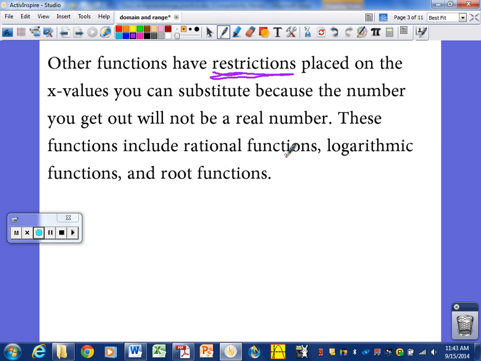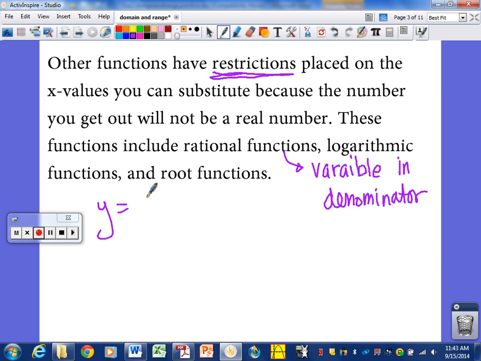Rational functions. So anytime we have a variable in the denominator, you have a rational function. Okay, like y equals 7/x. This is a rational function. There are restrictions we have to put on this. Okay, that's a rational. Logarithmic. A natural log, sorry, ln of x. That's not L, it should be erase that. Natural log.